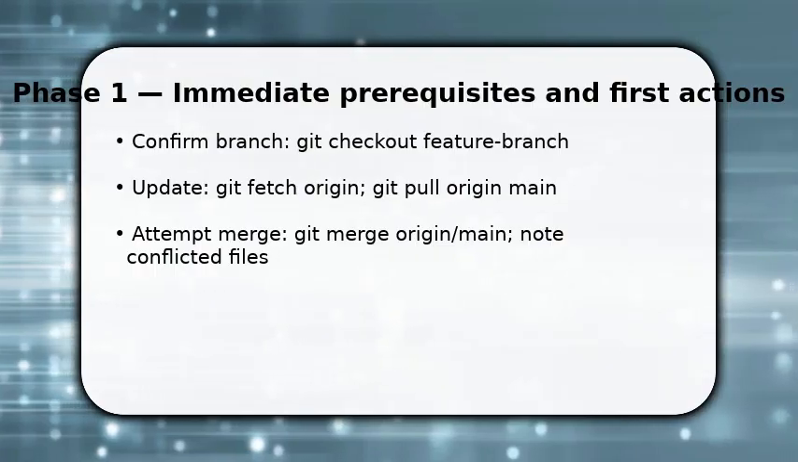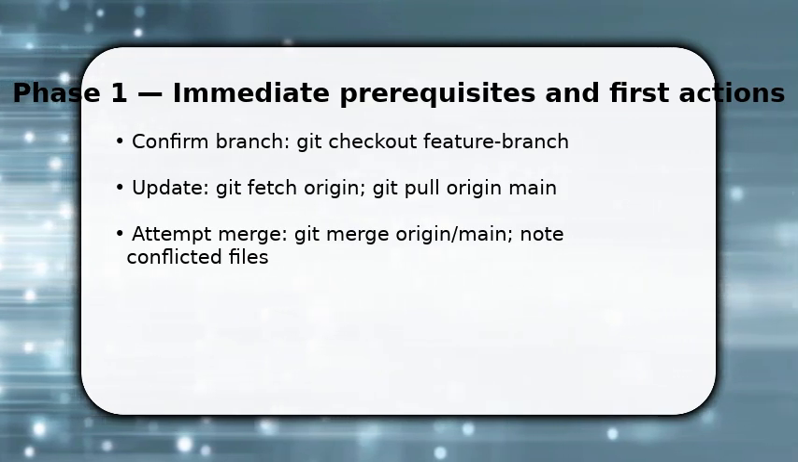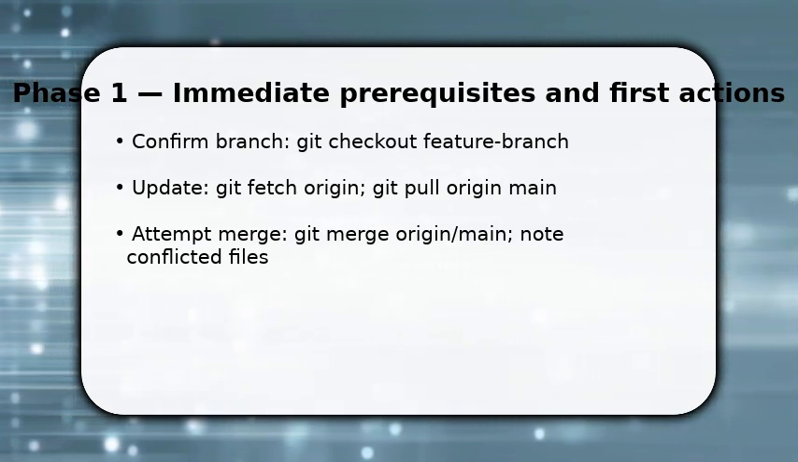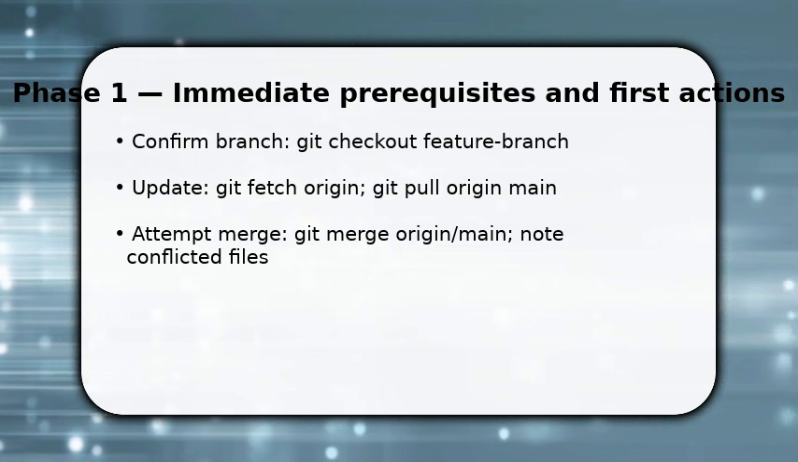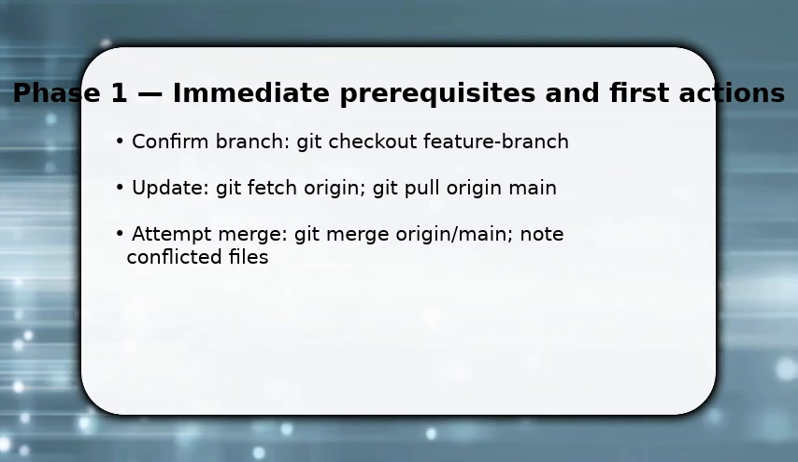You begin by syncing and provoking the conflict so you can resolve it. First, check out your feature branch and fetch origin, then pull main. Once done, merge origin/main into your branch to surface conflicts. This helps because you must reconcile changes now versus later.